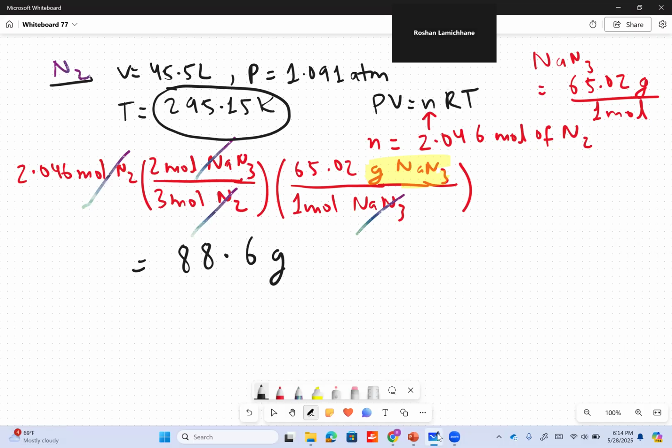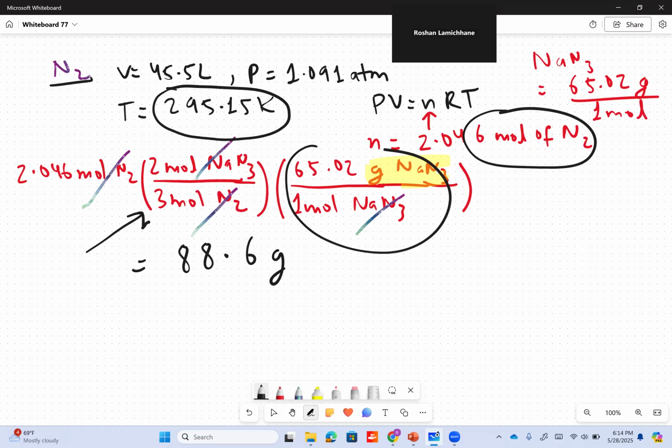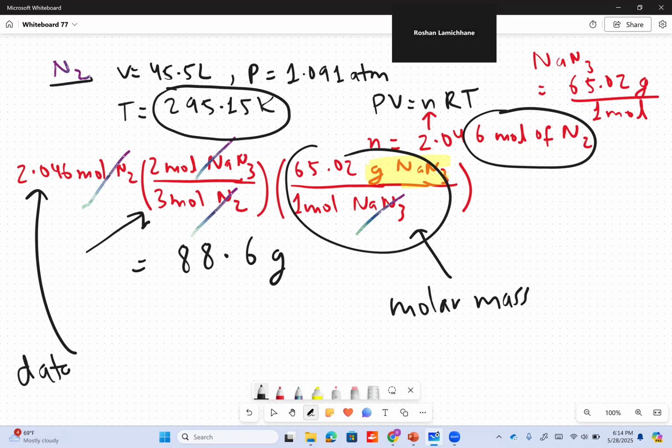Figure out the number of moles of N2, then use the stoichiometric ratio. Figure out the number of moles of NaN3, sodium azide, and then finally use the molar mass. And the idea is, again, that data given here, you have to figure out by using the PV = nRT equation. Times the conversion factor will get you the answer.